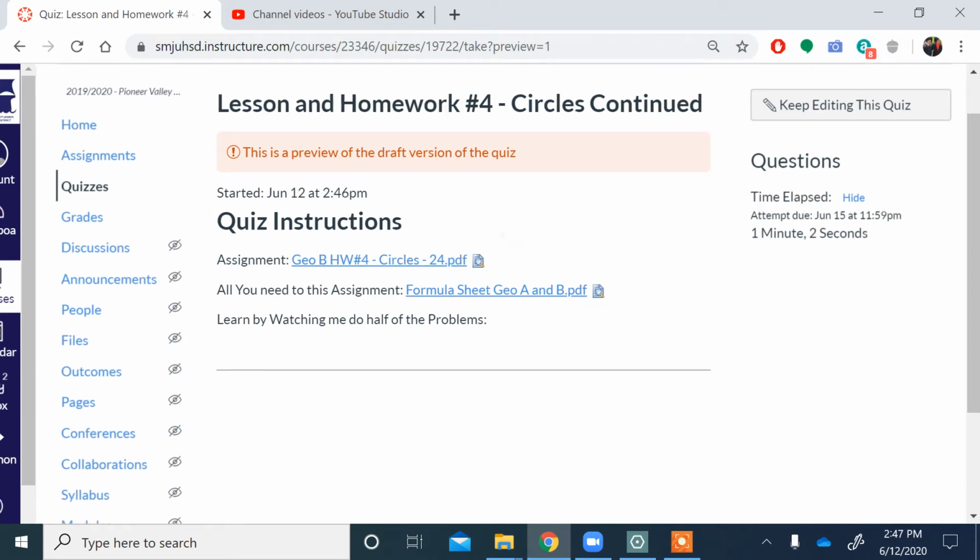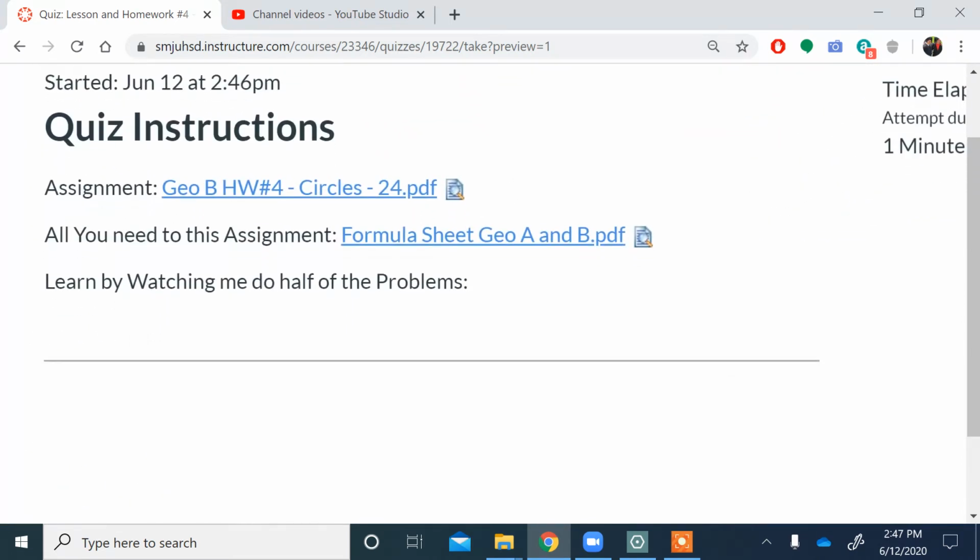Alright, so you should be on this page here. We're going to learn how to use that formula sheet in order to solve circle problems. Your assignment should be this one here. If you click in there, you should be able to see it. You can open it up and then you can do the problems.